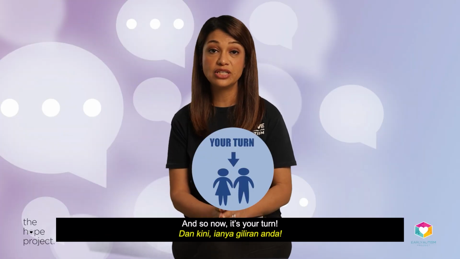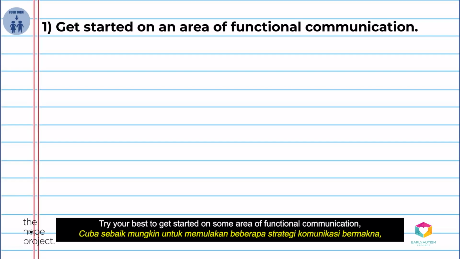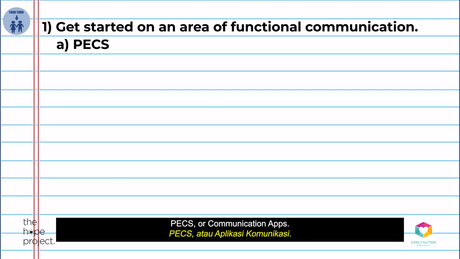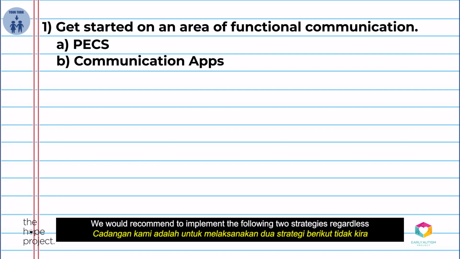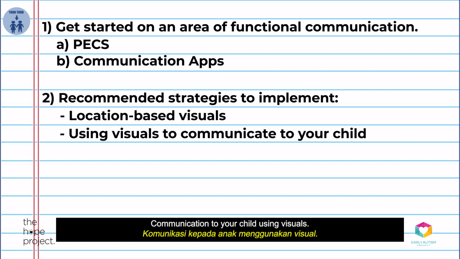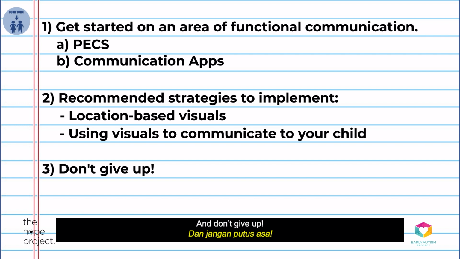And so now it's your turn. Try your best to get started on some area of functional communication. It would be best to choose one strategy, be it PECS or communication apps, and we would recommend to implement the following 2 strategies regardless if you choose PECS or the device to teach communication. Remember to have location-based visuals, and please implement communicating to your child using visuals, 2-way communication. Most of all, don't give up. Reach out for help if you're really feeling stuck.